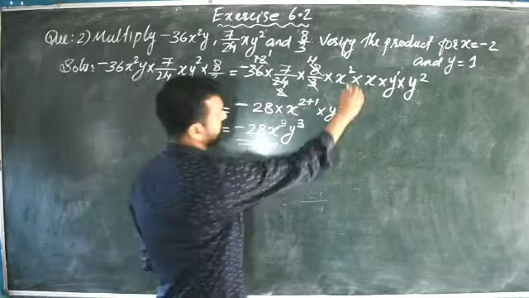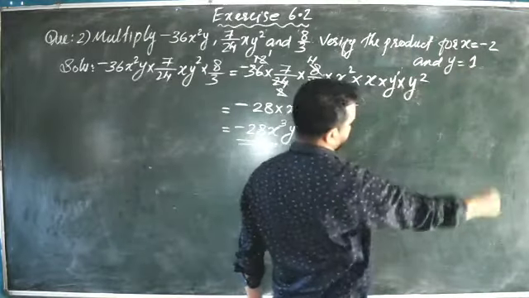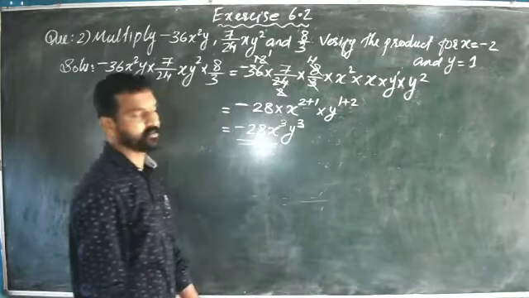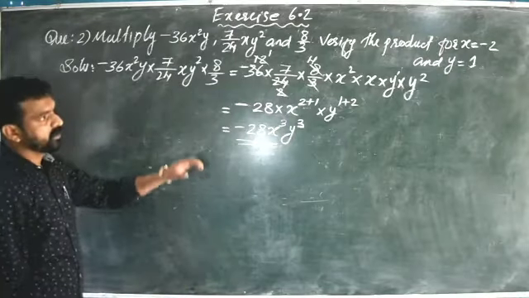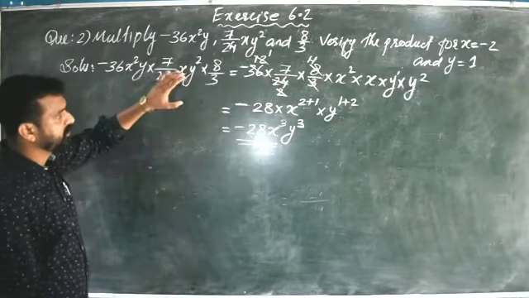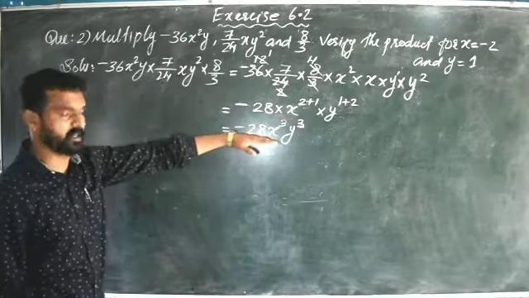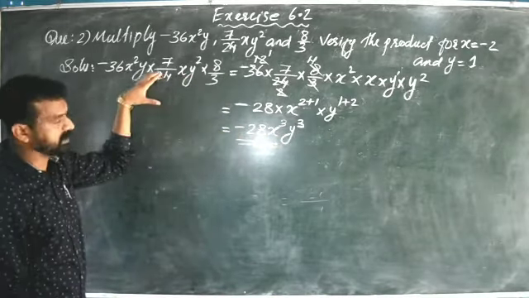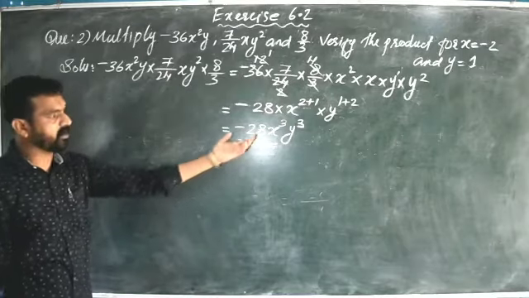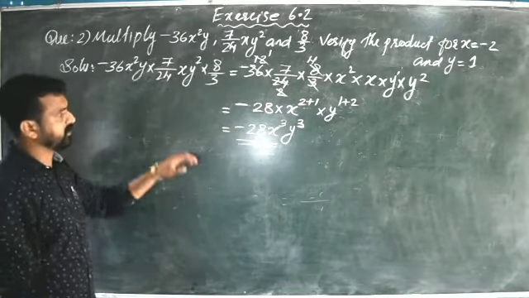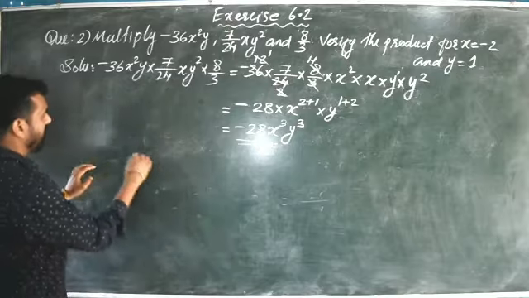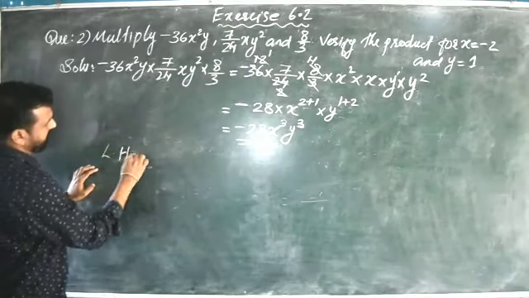Now we have to verify the product for x is equal to minus 2 and y is equal to 1. How can we verify that? For verifying that, we have to substitute the value of x and y in the left hand side and right hand side. If we are getting the answer both sides equal, then our product is correct. So first we will check left hand side. First we will write the left hand side.